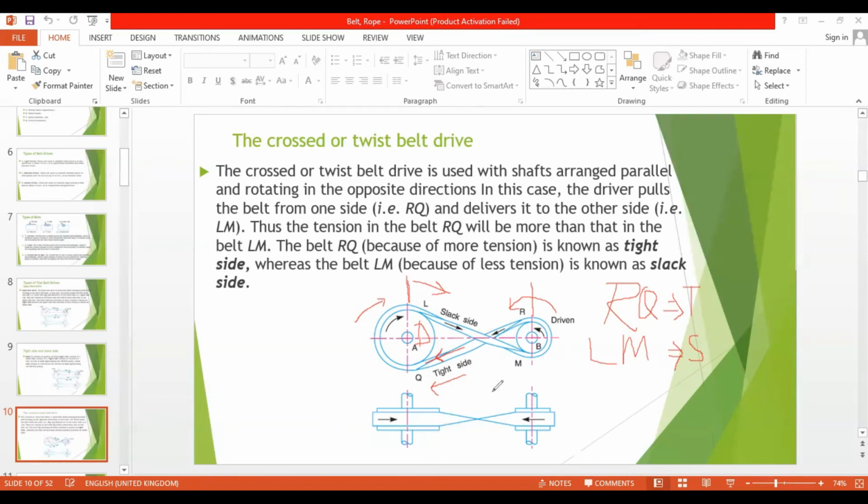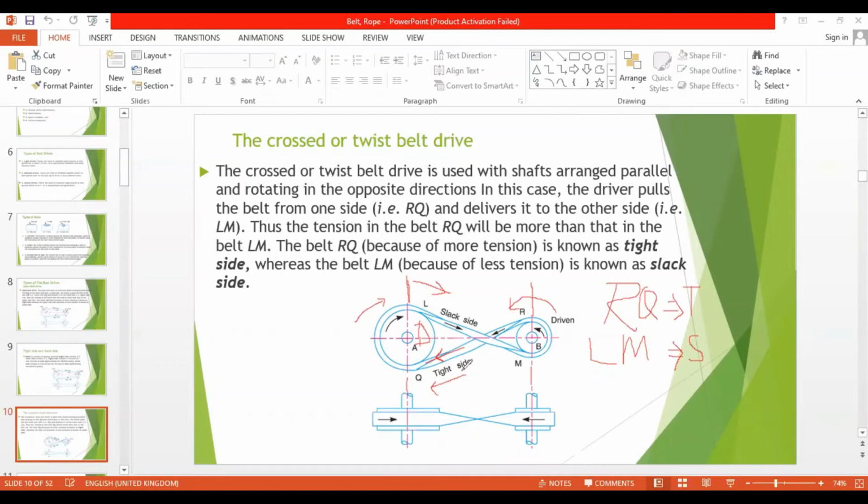All right. So this is the front view, and if you draw it in top view, you can see it like this. Here is the shaft, and here is the pulley, and this is the belt. This is called the cross belt or twist belt drive.